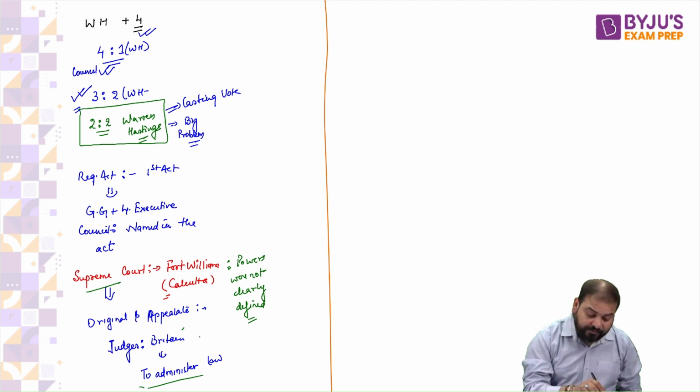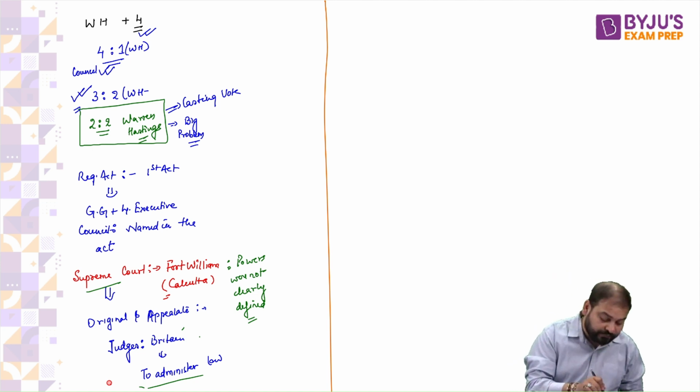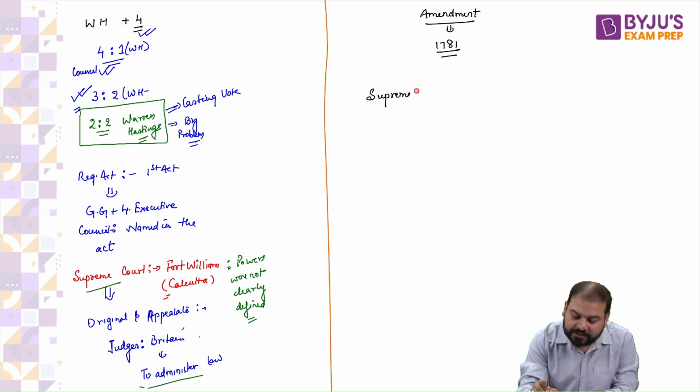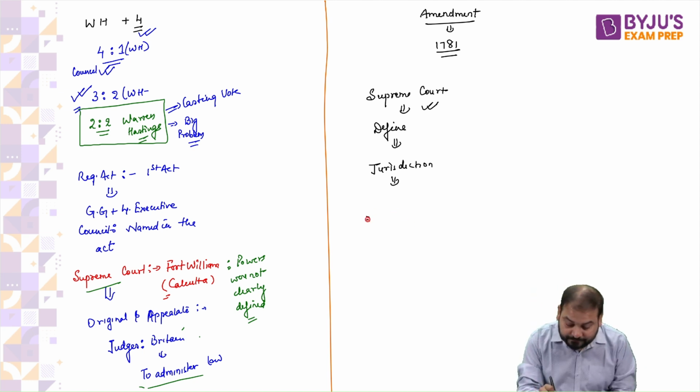We have seen them when we were doing civil services also, we took their names. When I was telling you Government of India Act, I took their names. Guys, because not everything was correct in this, that's why an amendment was brought in 1781, basically to define the jurisdiction of Supreme Court.